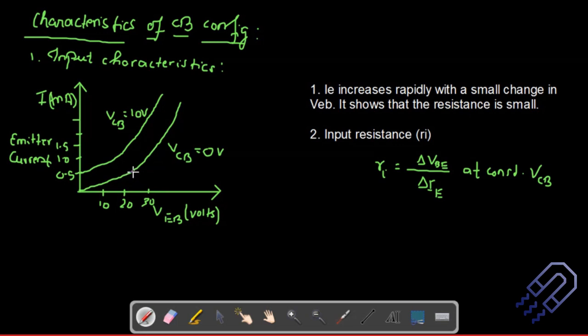If you really want to find out the input resistance here, we can consider two points, or we can draw a tangent, and then drop a line here and find out the input resistance. So we are going to find out the input resistance between these two regions.